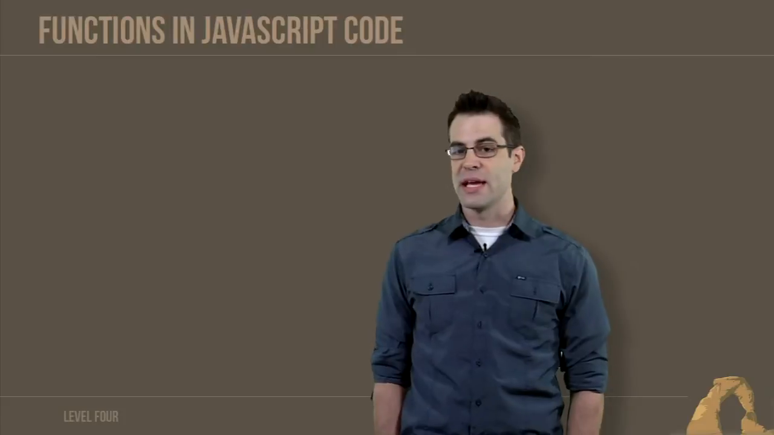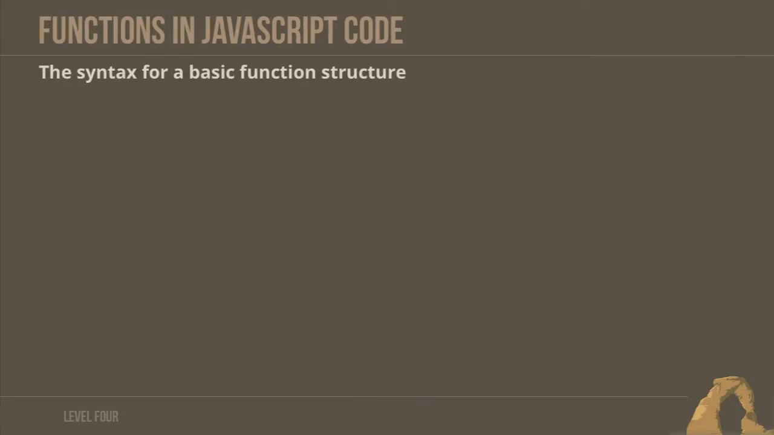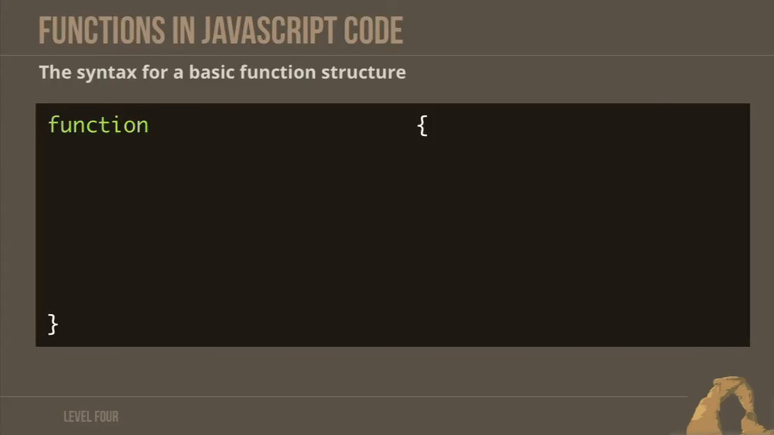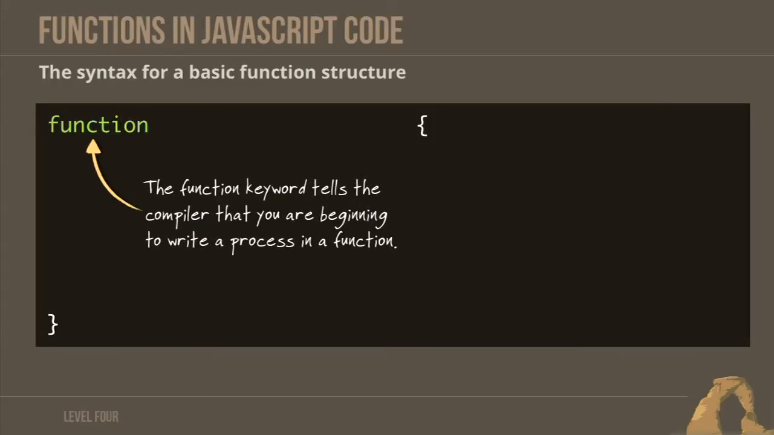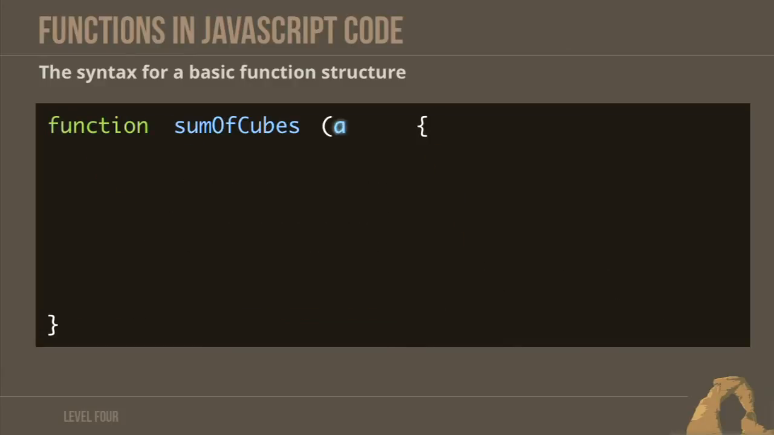Now let's look carefully at how to build a function with syntax in JavaScript code. We'll start our function with the actual keyword function. We'll also need 2 braces that enclose the entire function into a code block. Next, we need to title the function. We'll call ours sum of cubes.